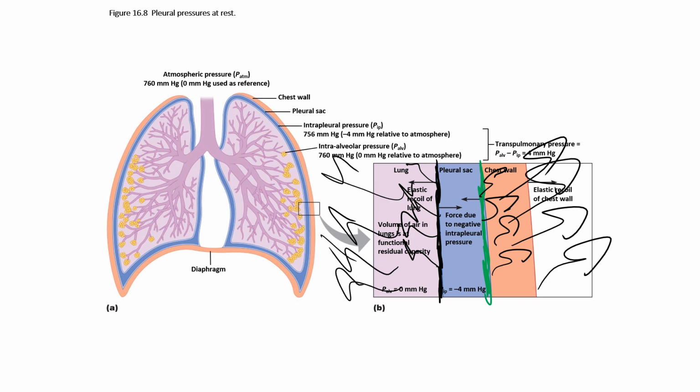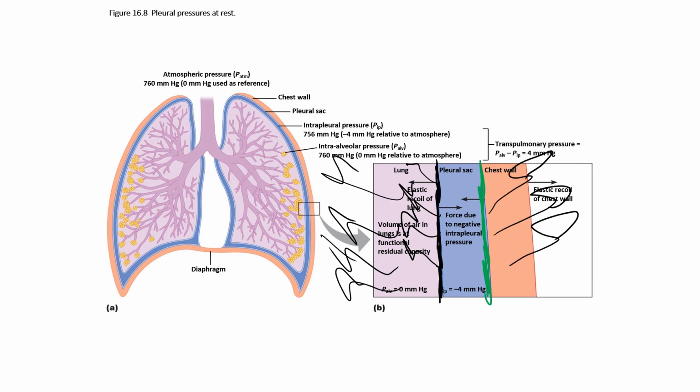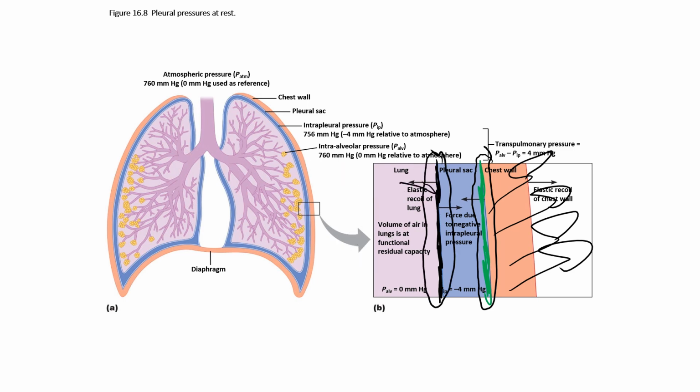As the chest wall expands outward, it pulls the parietal pleura in green outward, because the parietal pleura attaches to the inside of the chest wall. As the lung collapses or recoils inward, it pulls the visceral pleura in black inward, because the visceral pleura is attached to the lung itself. So the parietal and visceral pleura are constantly being pulled away from each other. And what that does is it causes the volume of the pleural cavity to expand, to become larger, right?